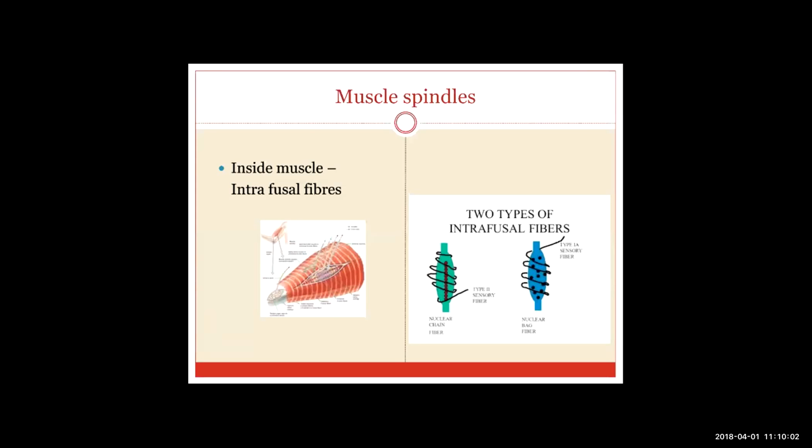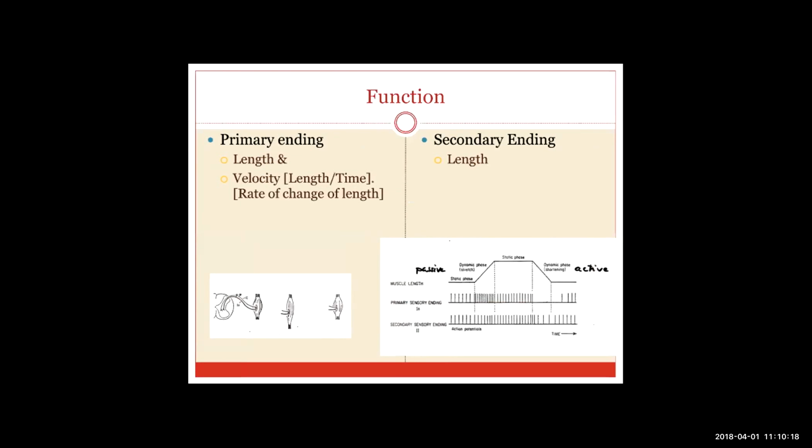And I hope from your recall of neuroanatomy basics, you would know that type 1A is a fast conducting fiber and type 2 is a slow conducting fiber. Okay, right? So now what's the function of these endings? The primary endings, the type 1A endings, supply the nuclear bag fibers predominantly and also nuclear chain in some instances. They help to understand the length of a muscle, and they also help to understand the velocity at which the movement is happening.